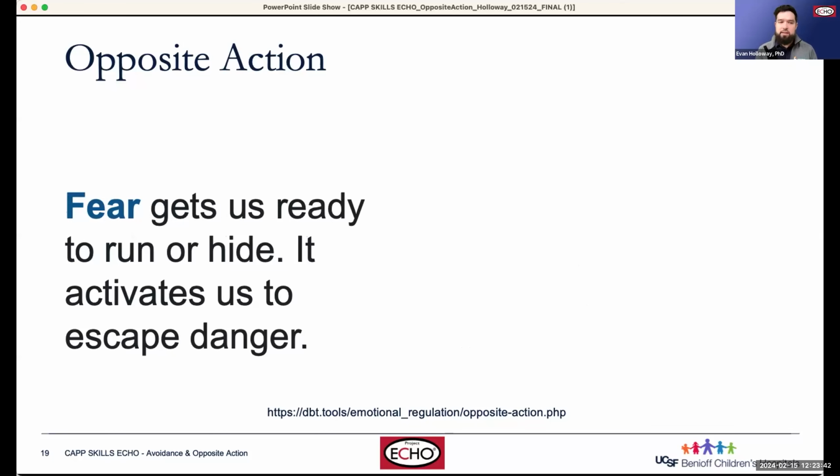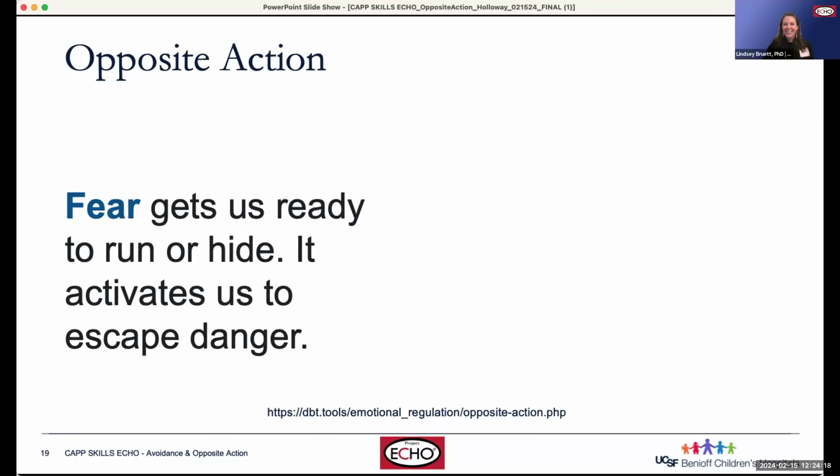Fear. Okay, so fear gets us ready to run or hide, and it activates us to escape danger. What might be an opposite action when we're presented with fear? Maybe doing the scary thing, like I'm scared of snakes, so if I see a picture of one or I'm near one at the zoo, I try to make sure I look at it and don't run away from it. Just sit with it for a bit. Ideally not too close, but yes, I should.